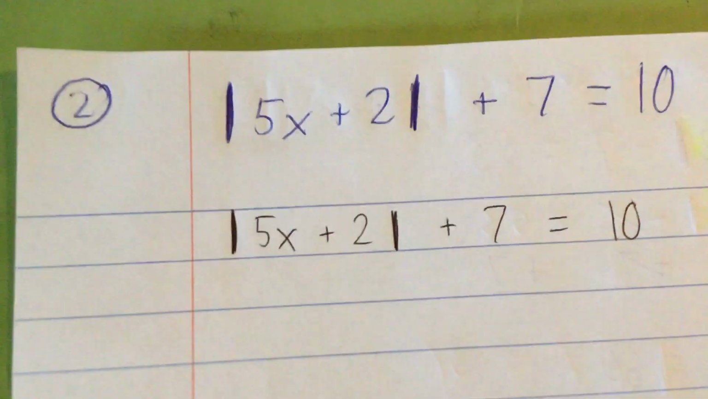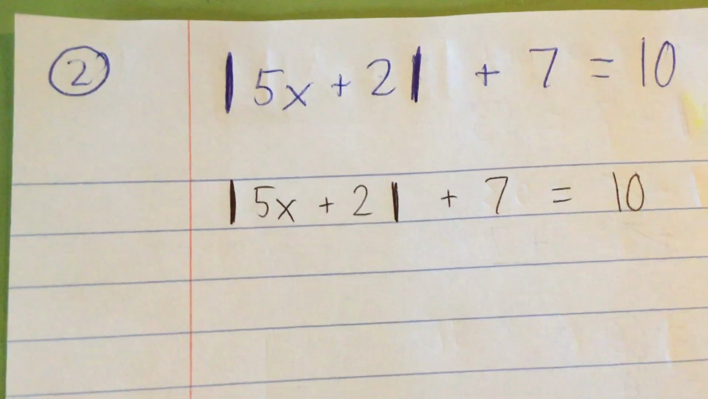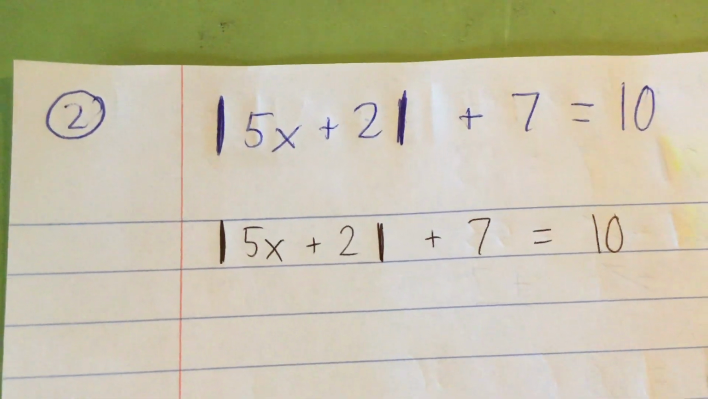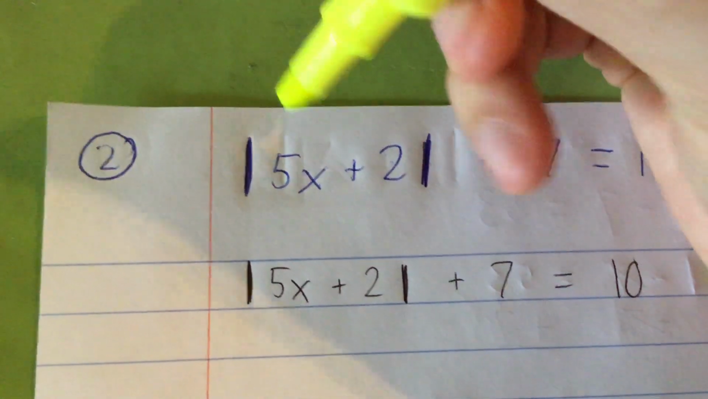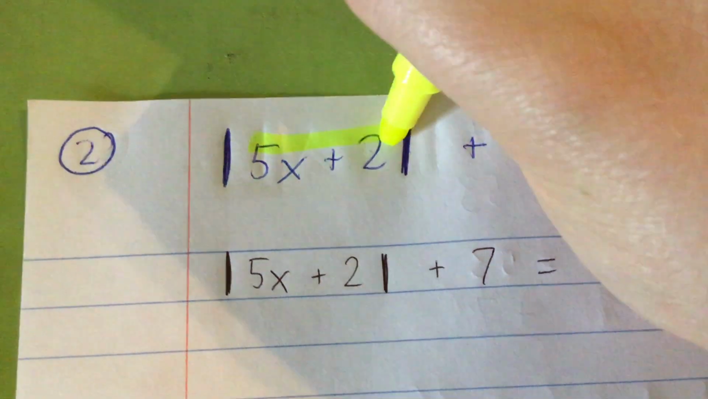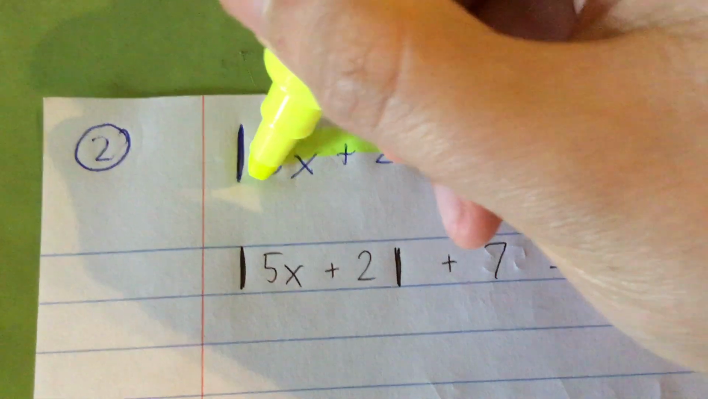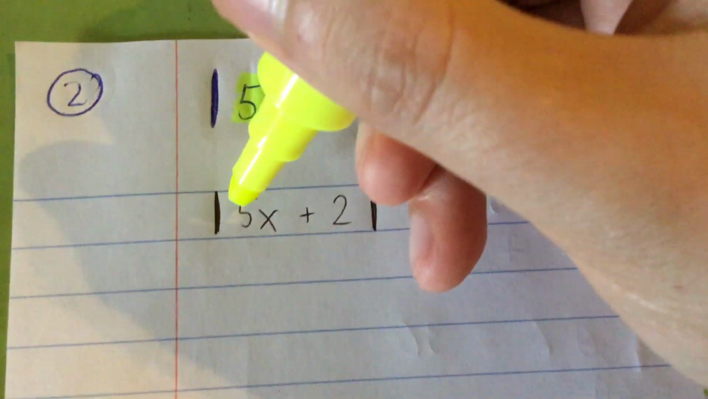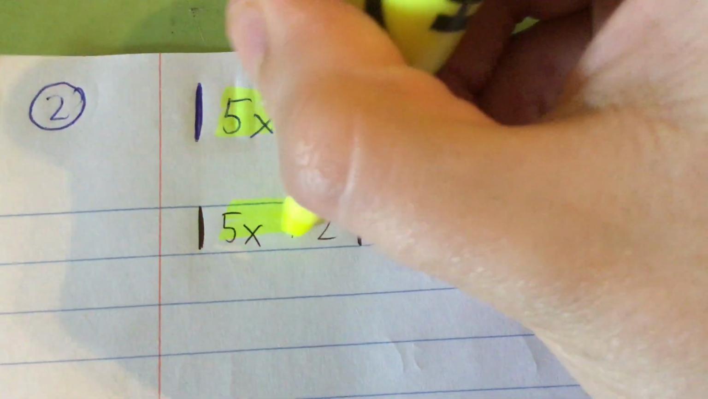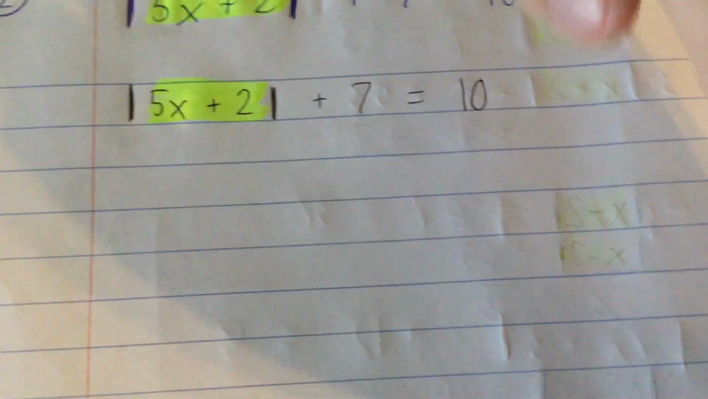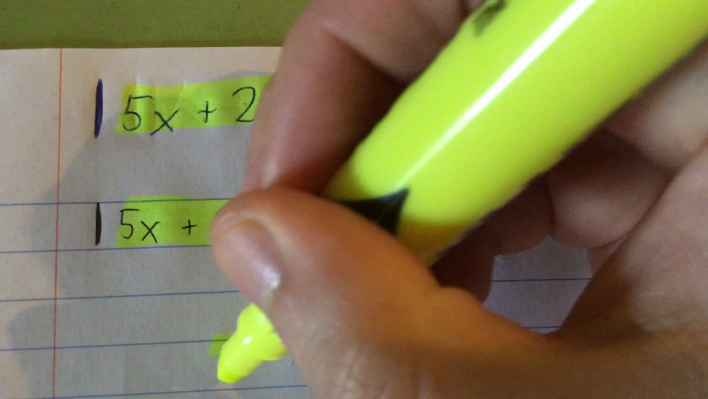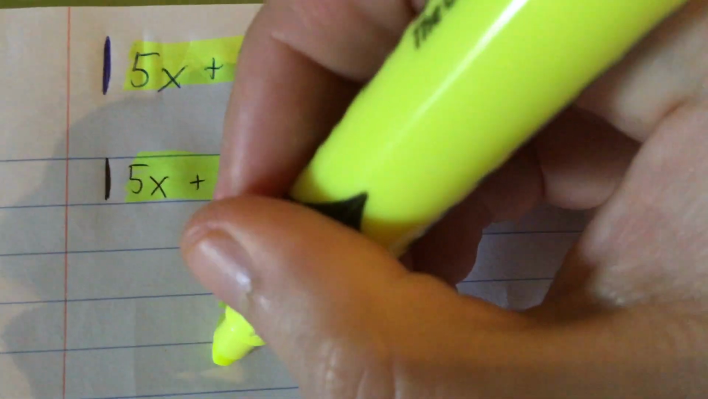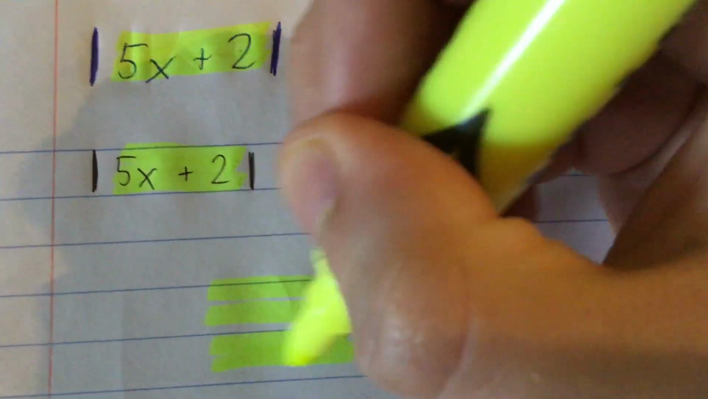Okay. Number 2. The absolute value of 5x plus 2 plus 7 is equal to 10. So first things first, if I see those absolute value bars, I want to get them isolated first. So I'm going to apply my highlighter on them. So let me just do that really quick. Sorry about that. You'll see what I'm going to do later, okay?